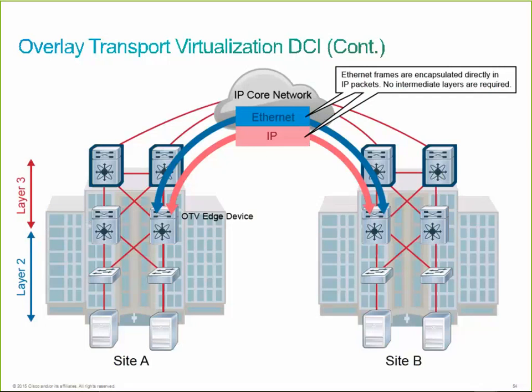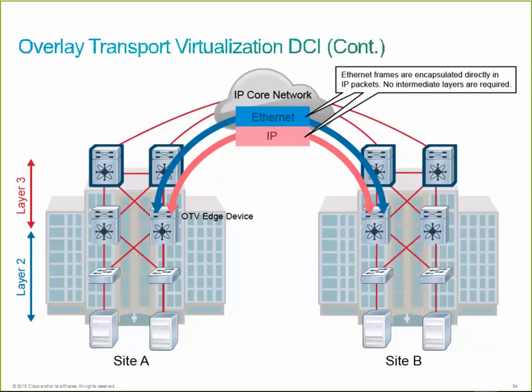And that's what we're seeing in this diagram here. We've got an IP core network, and Ethernet frames get encapsulated directly inside of our IP packets. So we don't have to have any intermediate layers to allow this connectivity.